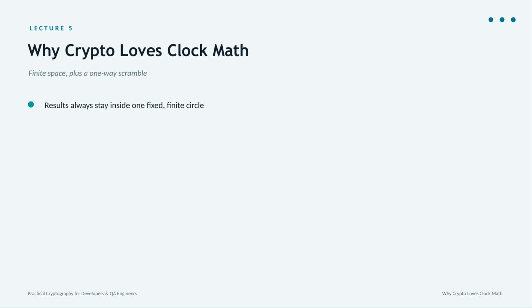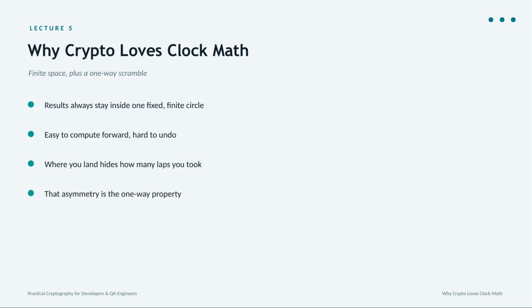Second, and this is more importantly, it scrambles things in a way that's easy to do forward but very hard to undo. When a number wraps around a circle many times, knowing where you landed tells you almost nothing about how many laps you took to get there. And that easy forward, hard backwards is what we talked about, I believe, in the previous lectures. It's the one-way property that cryptography is built upon.